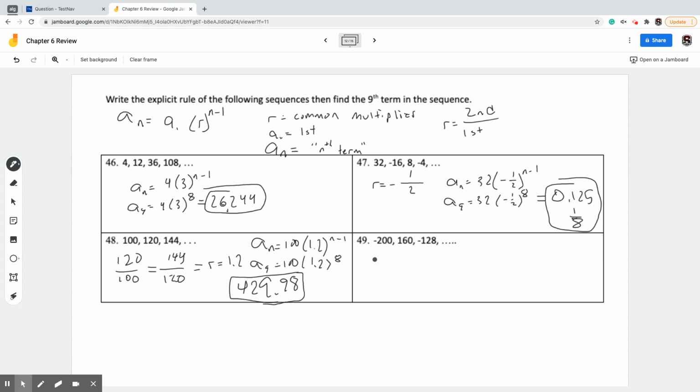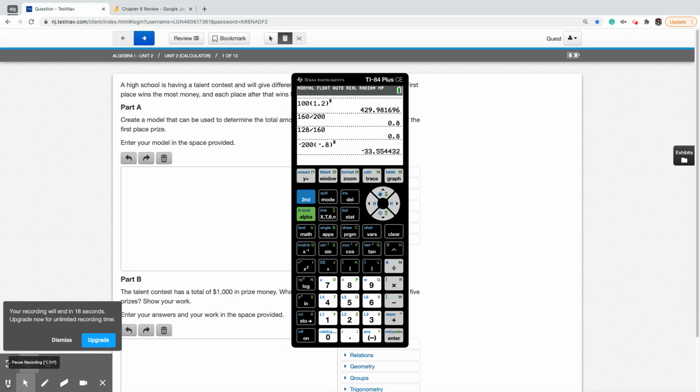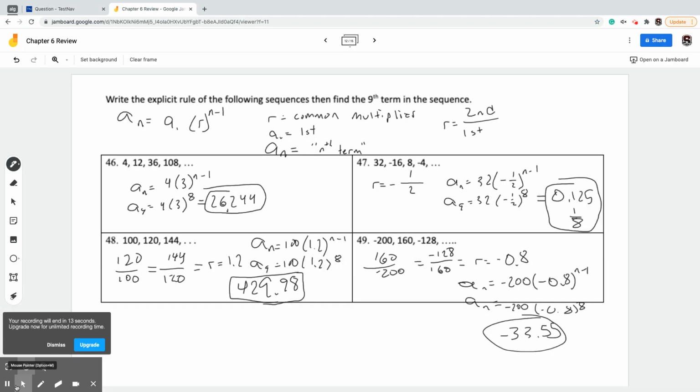So this one, again, it looks like my r is going to be negative. It's not immediately obvious to me, so I'm going to do the second over first rule. I have an r value of negative 0.8. Writing my explicit formula there, plugging in 9, let's see what we get. This is my formula. This is what I get, negative 33.55. And that is my answer.